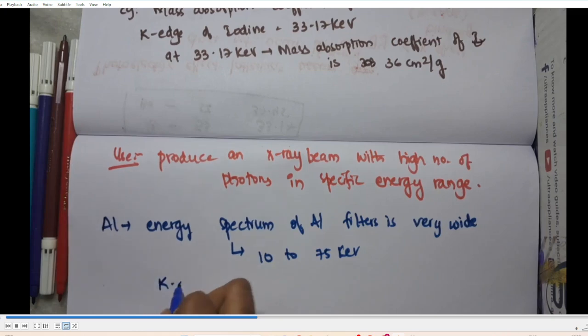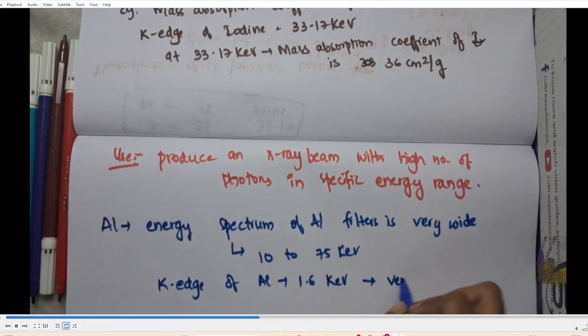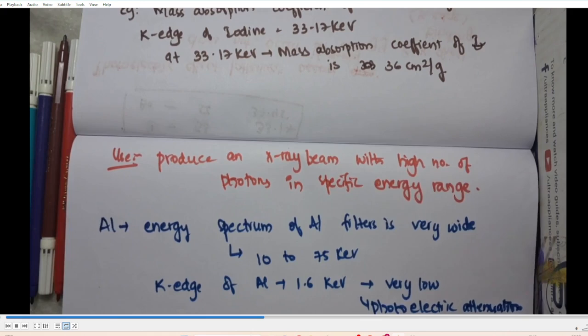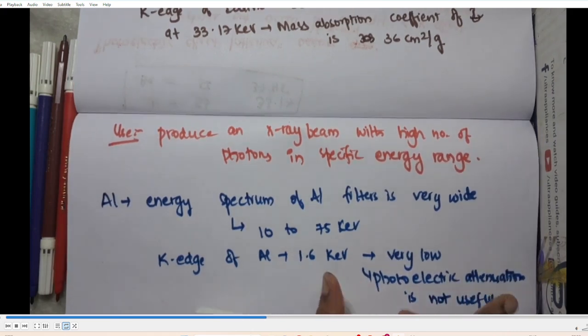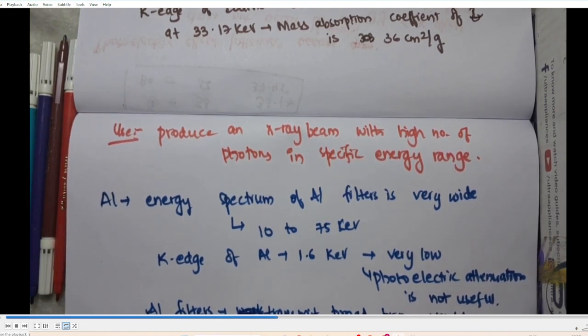The K edge of aluminium is 1.6 kilo electron volts, and the energy spectrum is around 10 to 75 kilo electron volts. The K edge of aluminium is too low to be useful as an energy selective filter for diagnostic radiology. Thus aluminium filters are not used as heavy metal filters, and they transmit broad Bremsstrahlung radiation.